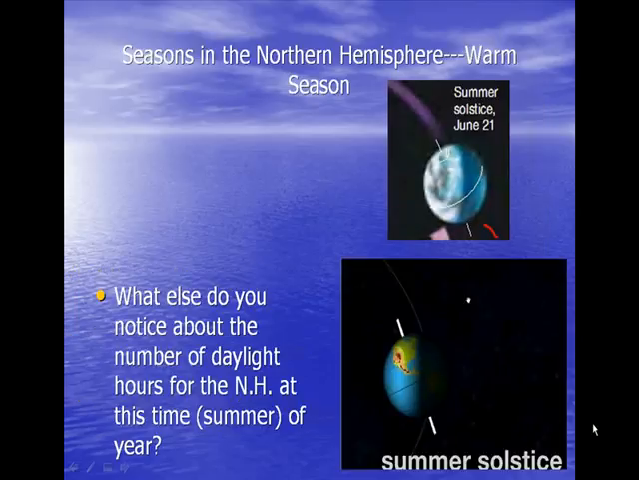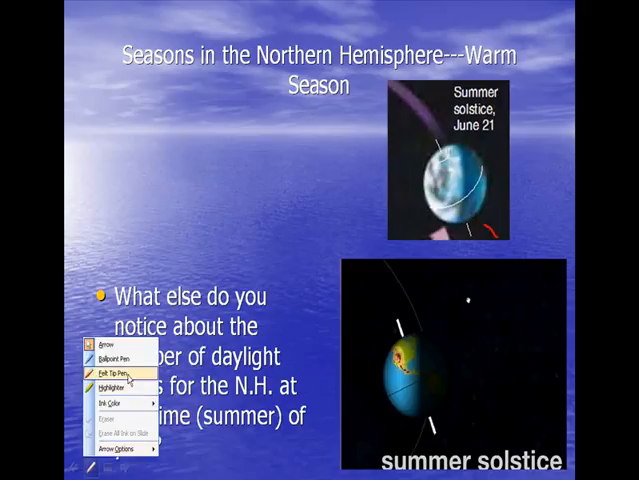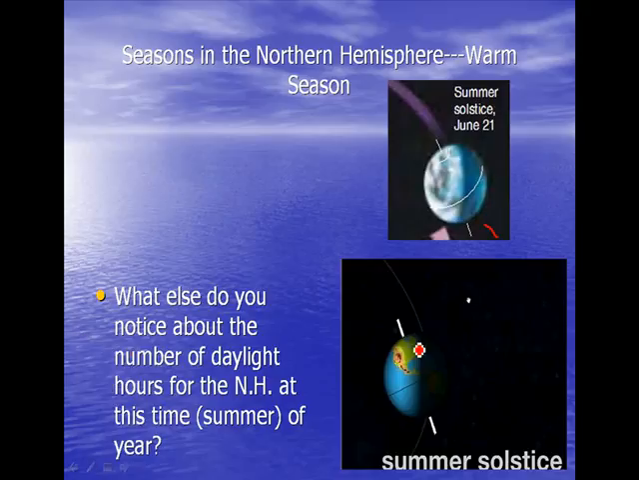What else did you notice about the number of daylight hours for the northern hemisphere at this time of the year? Again, as we pointed out, because of this tilt, as we go from the equator northward, the sunlight hours along the latitude belts get longer. And so we have an increase in the number of hours of incoming radiant energy. So the tilt plays a critical role.